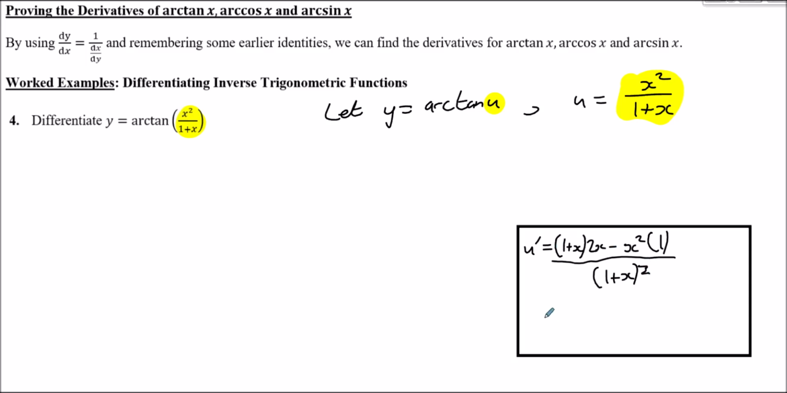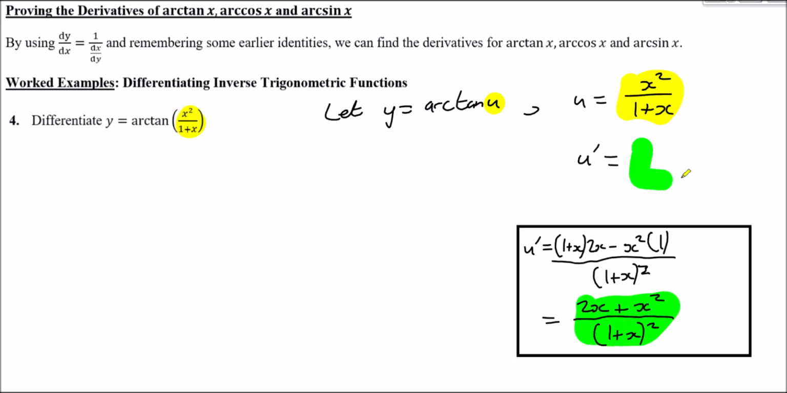So at the top, we're going to have 1 times 2x, which is 2x. x times 2x is 2x squared. Then we minus off one of those x squareds, so we're left on the top with 2x plus x squared, all over 1 plus x, all squared. So we know u, therefore we know what u dashed is as well. So u dashed is 2x plus x squared all over 1 plus x all squared.